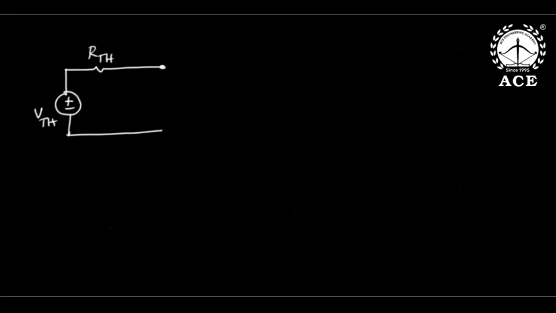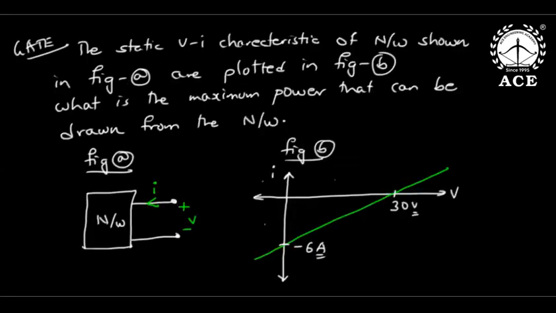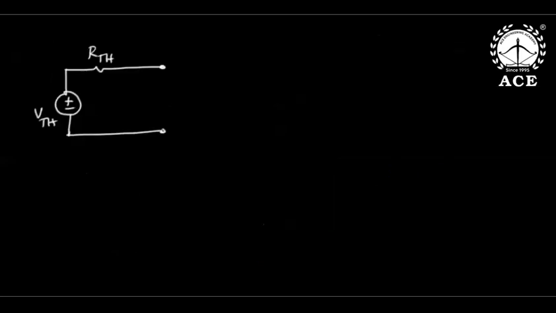Now in the first observation, you take any operating point. Suppose I take this operating point in the characteristics. What does it mean? Current is 0, voltage is 30, which means open circuit voltage. So automatically VTH is how much? 30 volts. VTH is 30 volts.